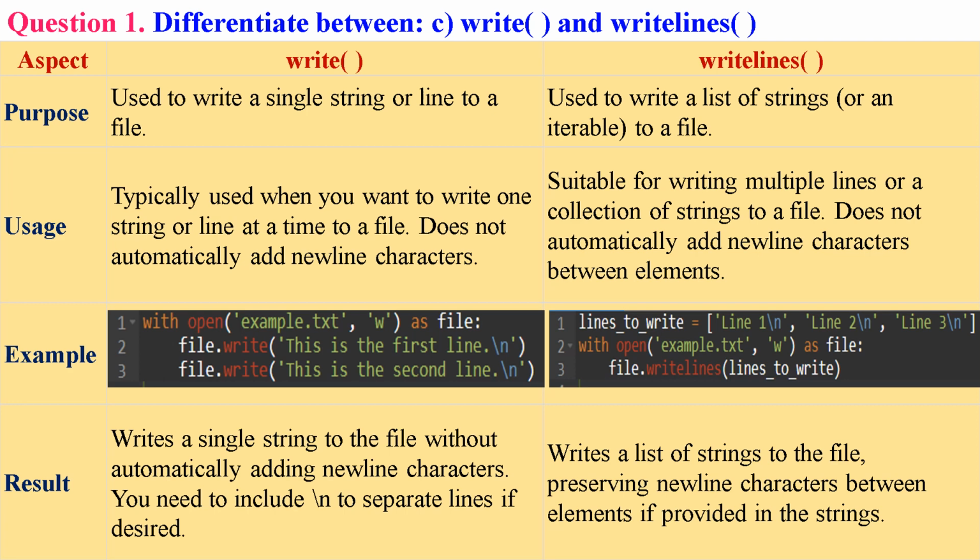Let's recall, write function is for writing individual strings or lines, and you need to add newline characters manually if desired. Whereas, writelines function is for writing lists of strings or iterables, and it maintains newline characters between elements if included in the strings. Both methods are common for writing data to text files, and your choice depends on whether you are writing single strings or multiple lines.